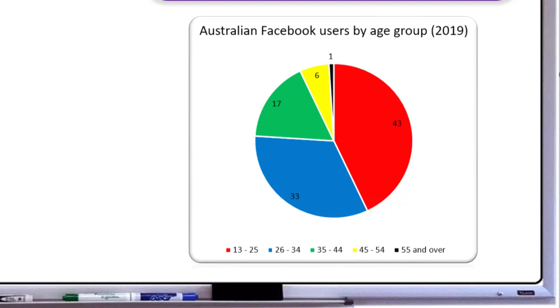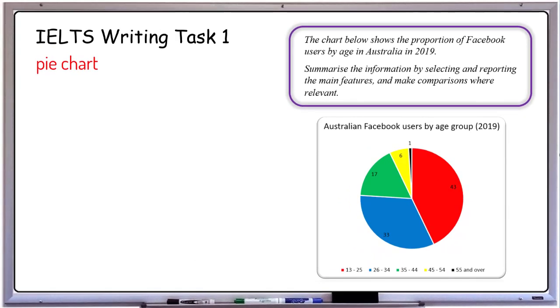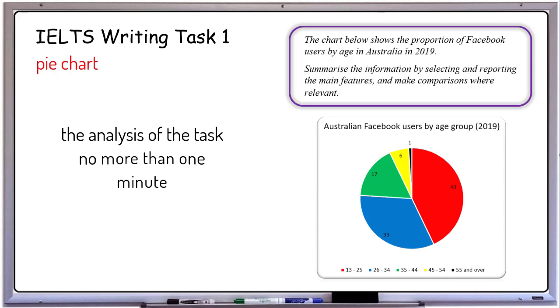As you can see, our pie chart represents the proportion of Australian Facebook users by age group in 2019. The pie is neatly divided into slices, each of which corresponds to a particular age group. In fact, all of them color-coded. So far, so good. This is exactly what you are supposed to do in the first stage of your pre-writing, that is, the analysis of the task. It should take no more than 1 minute of your time.